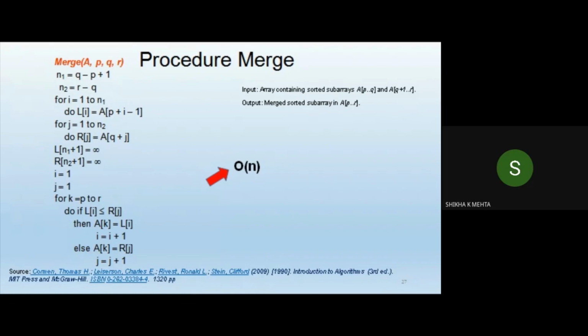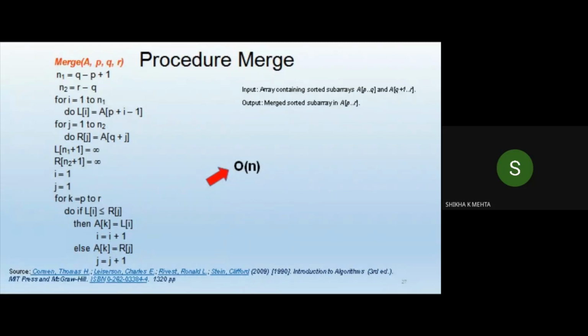Since L of i is already stored in A of k, the index position of i is increased by 1. That means now L of i is shifted to L of i plus 1. Similarly, in the opposite case, that means if L of i is not less than or equal to R of j, then we will store R of j into A of k. So this is the basic merging process. We are putting the values of the left and the right subarrays into the main array that we want sorted.